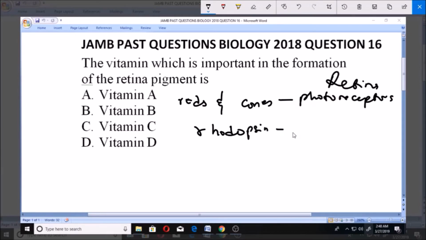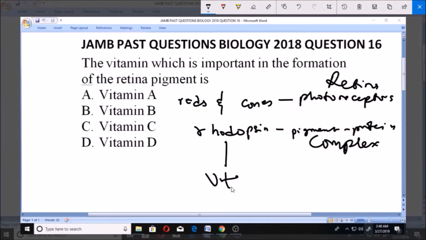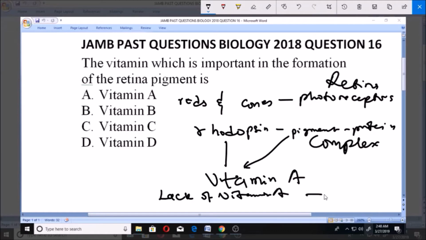So on these photoreceptors we have a pigment protein complex known as what? Rhodopsin. Very, very important. Now the pigment part of this rhodopsin is made from vitamin A. So you actually get this very pigment on the rhodopsin from vitamin A, and that is why lack of this very vitamin A causes night blindness.